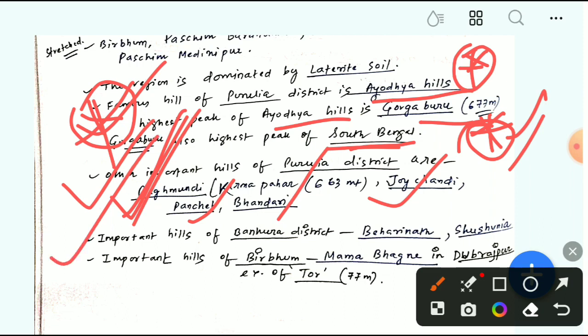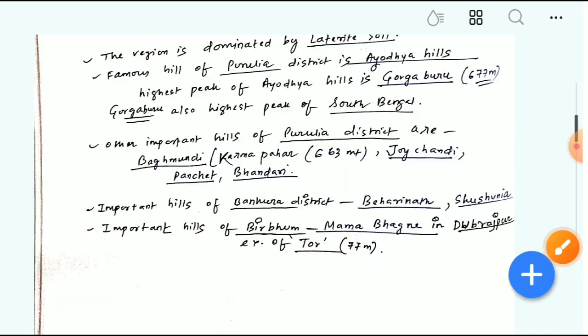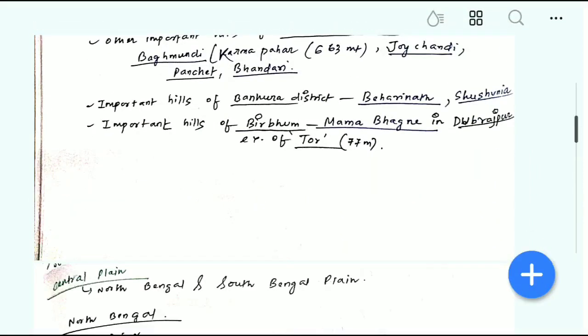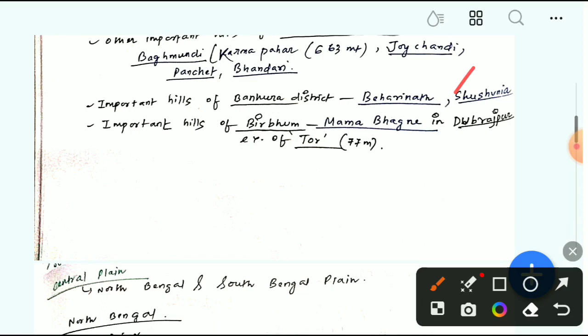Important hills of Bankura district. So we have seen Purulia district, now Bankura district. You can remember it like BB, that is Bankura, Biharinath and Shushunia. Shushunia hills are in Bankura district. Shushunia and Biharinath.